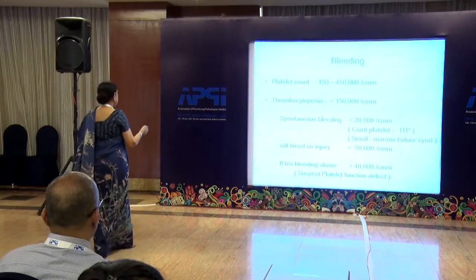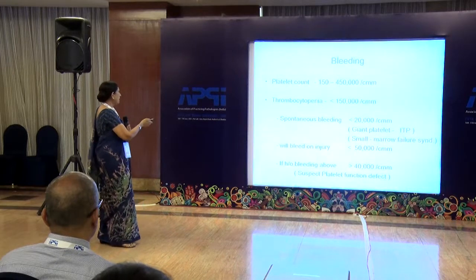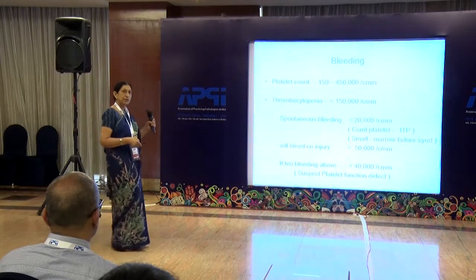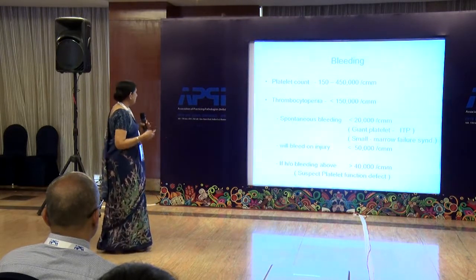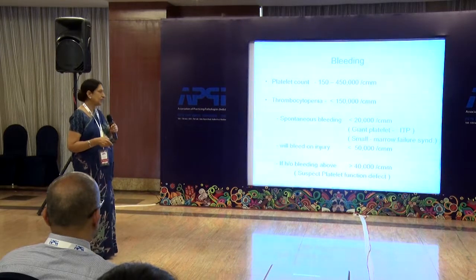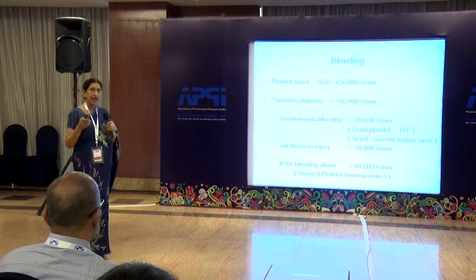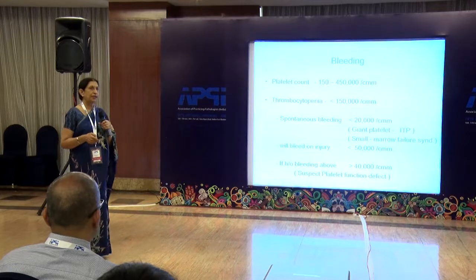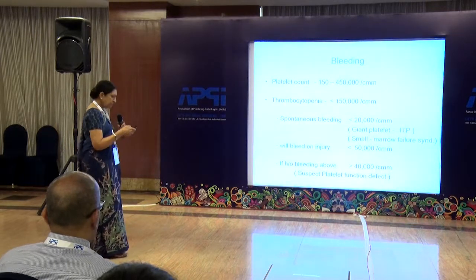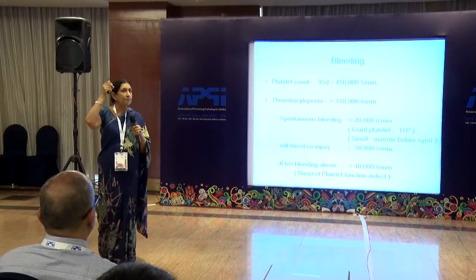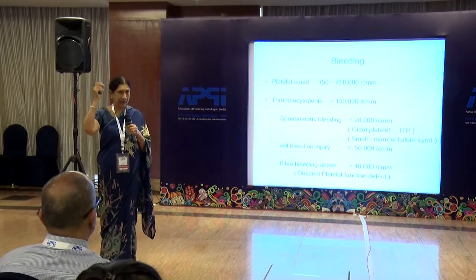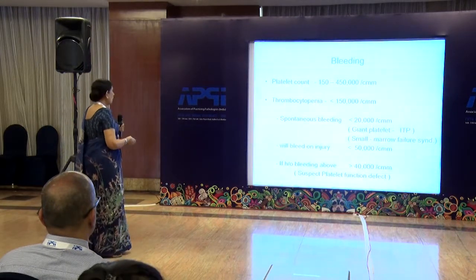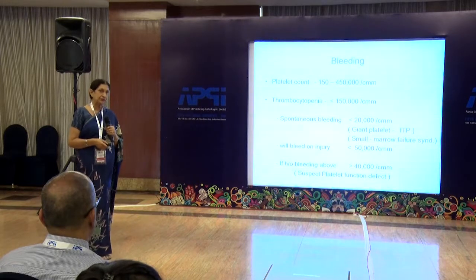We know bleeding is related to platelet function and number. We know the normal number, 150 to 450,000. Thrombocytopenia is anything below 150. Spontaneous bleeding can occur from less than 20,000. If you have giant platelets, you will start thinking of probably an immune or what we call idiopathic thrombocytopenia. If the platelets are very small, then there is some marrow production defect. You're looking at some marrow failure syndromes. They will bleed on injury if the platelet count is less than 50,000.